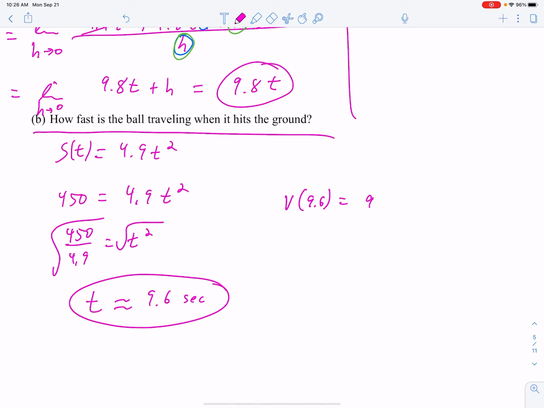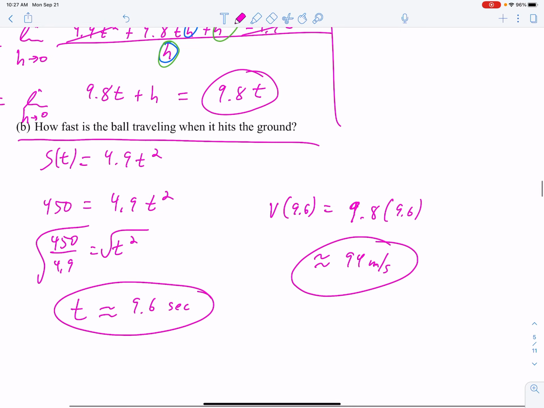So, 9.8 times 9.6 is something around, so approximately 94 meters per second. Okay. And there we go.